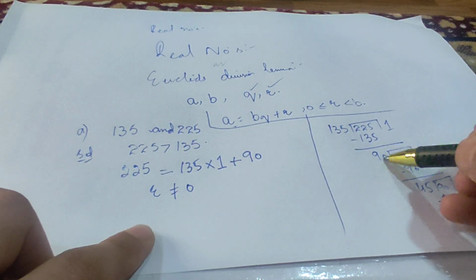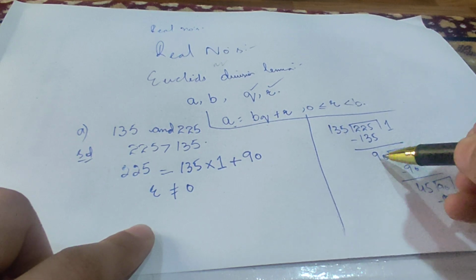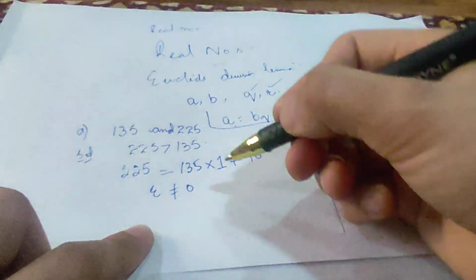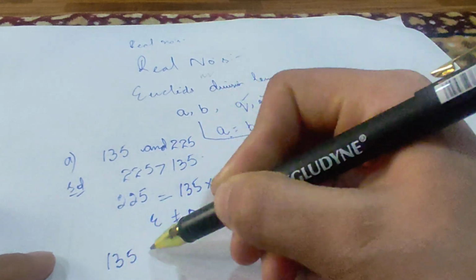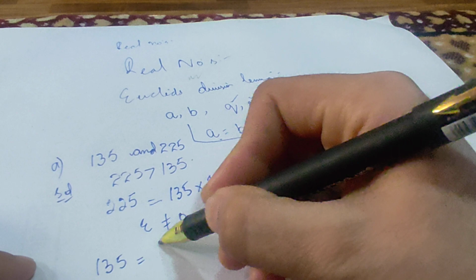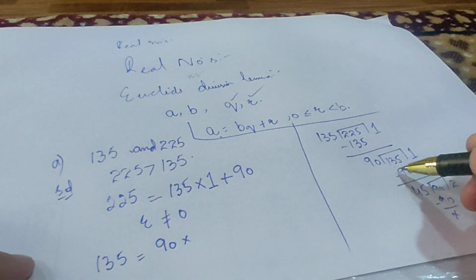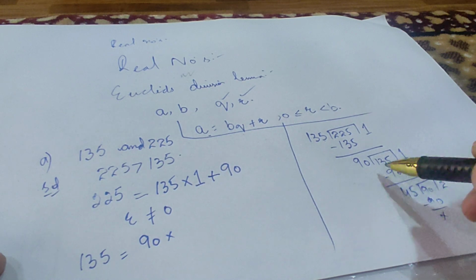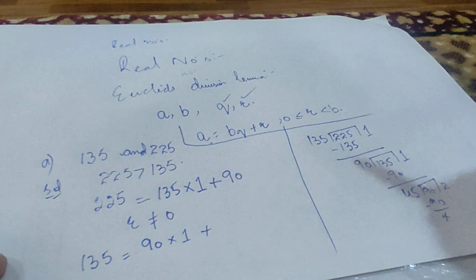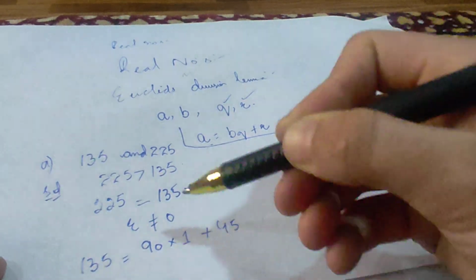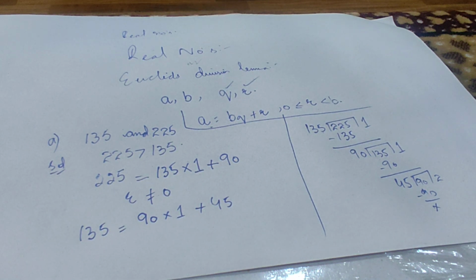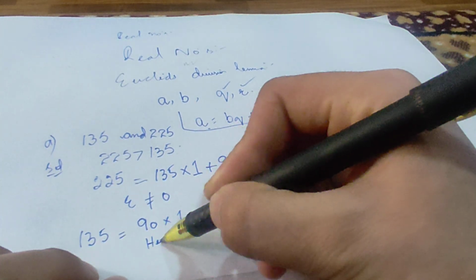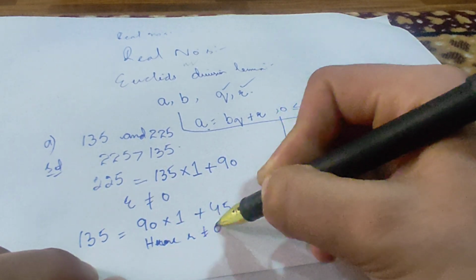So what was the next step? Here we were having 135 as the dividend, 90 as the divisor. Now applying the division lemma again, 135 is equal to b, the divisor, 90 into q. What is q over here? Look at the division, 90 into 1 plus the remainder. What is the remainder? We got 45. So again we didn't get 0 as the remainder. What is our main motive? We need to get 0 as the remainder. Here r is not equal to 0, so again we have to move to another step.